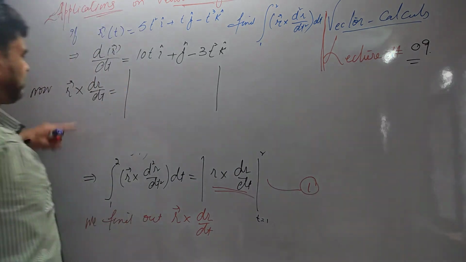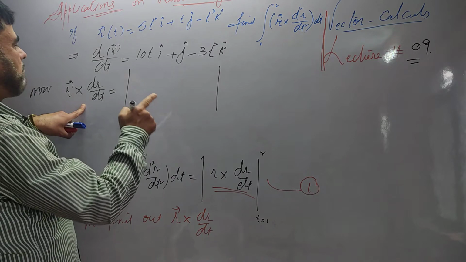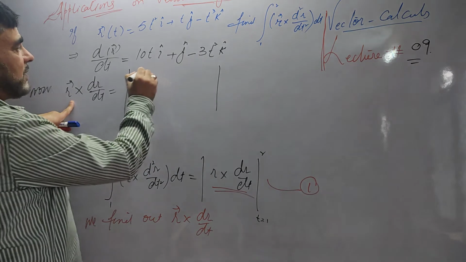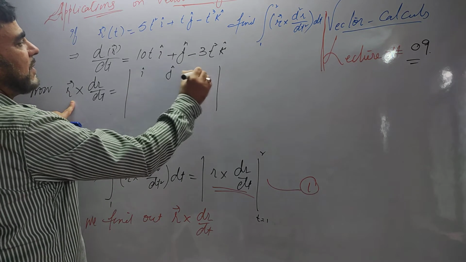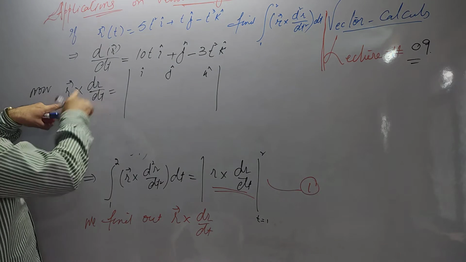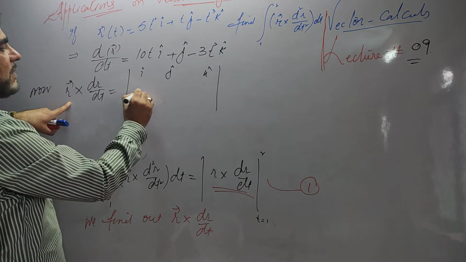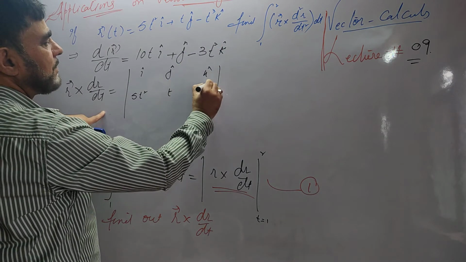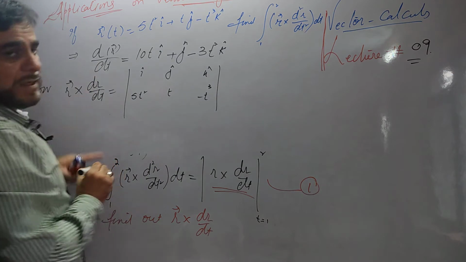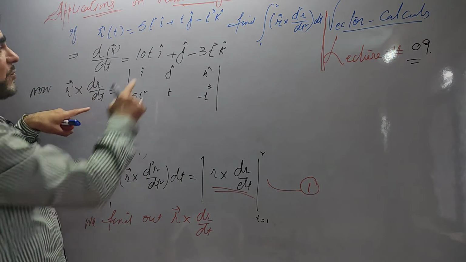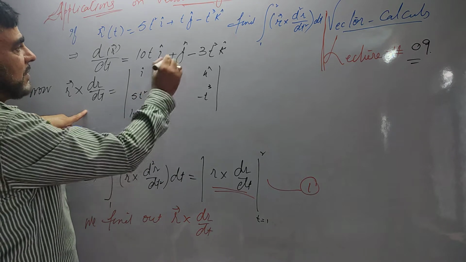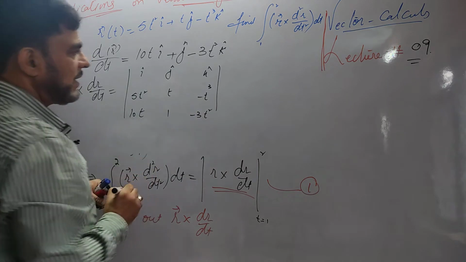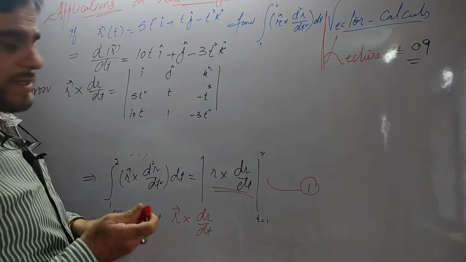The determinant rule: write the first row i, j, k. Then the components of r, which are 5t square, t, and minus t cube. Then the components of dr by dt as usual: 10t, plus 1, the coefficient of j, and minus 3t square. Now let us evaluate this by the determinant rule.